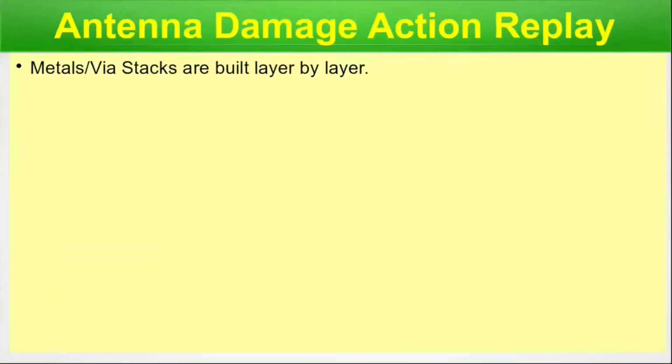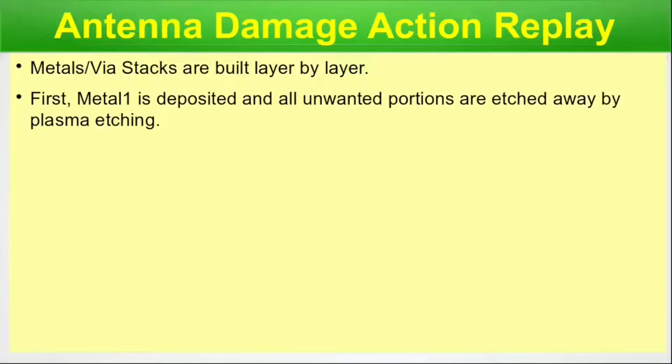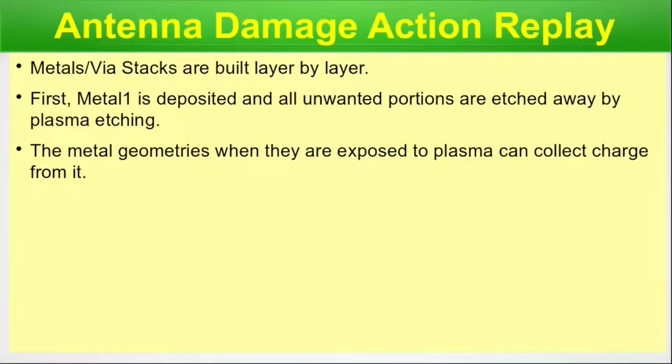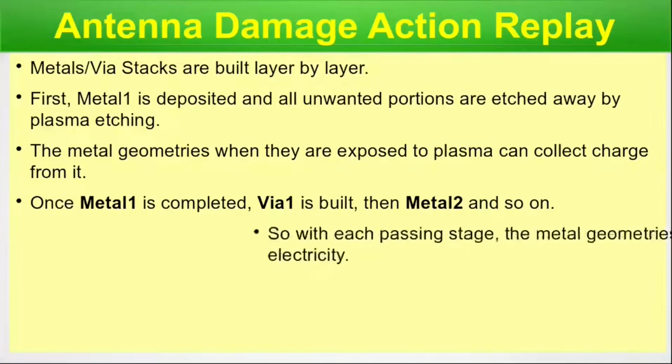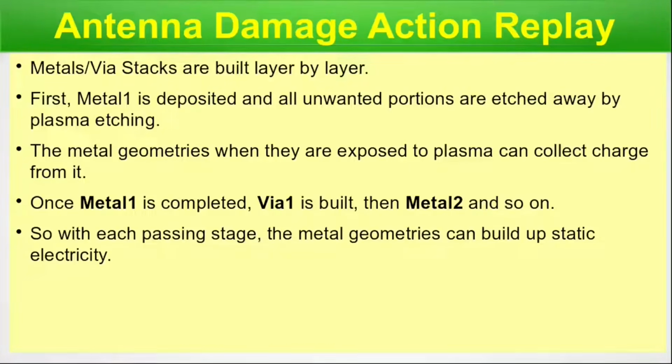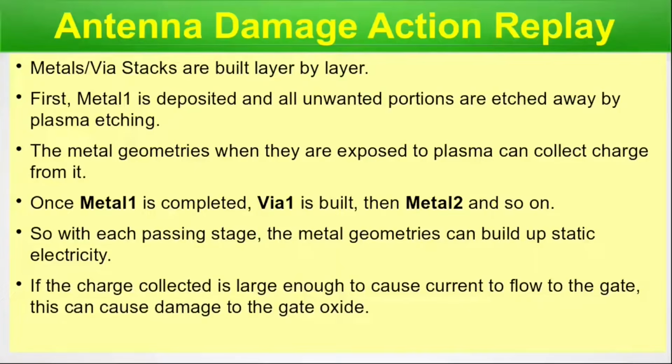Antenna damage action replay. Metal or via stacks are built layer by layer. First, metal 1 is deposited and all unwanted portions are etched away by the plasma etching. Then the metal geometries, when they are exposed to plasma, can collect the charge from it. So at this point, you may recall the three different types of plasma exposure that I have just talked about in the last slide. Once metal 1 is completed, via 1 is built, and then metal 2 and so on. So with passing stages, the metal geometries can build up static electricity. If the charge collected is large enough to cause current to flow to the gate, this can cause damage to the gate oxide.